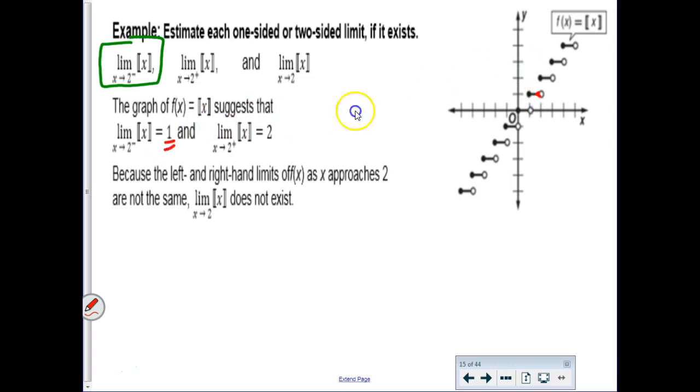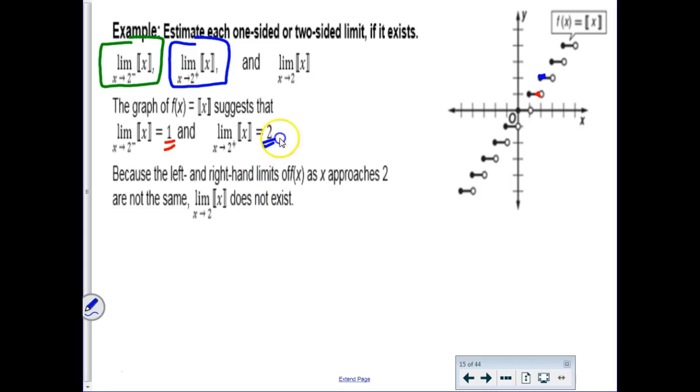So that's what they have right there. And then it says, well, what about if you go to the right side of 2? So on the right side of 2, you hop up here. Well, what height is that at? A 2. So the limit on the right side approaches 2, the limit on the left side approaches 1.